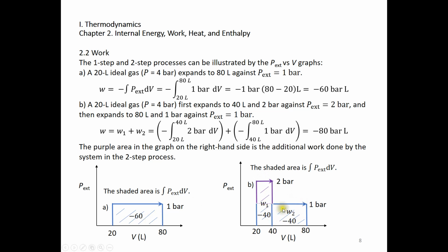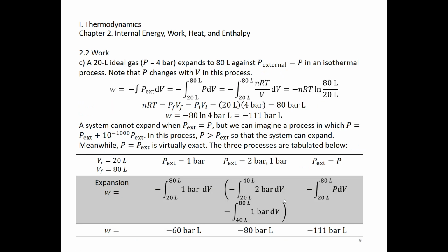Now let's compare these 2 graphs. What's the difference? If you look at the 2-step process, you can see we have some additional area. This does not appear here; it's here. So that's why in this 2-step process, the system does more work on the surroundings. This part is 20. So we have 60 here, we have 20 here, and then we have a total of 80. And again, we wonder if we have more and more steps, can we get more and more work?